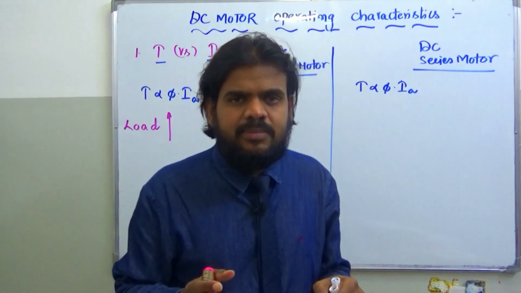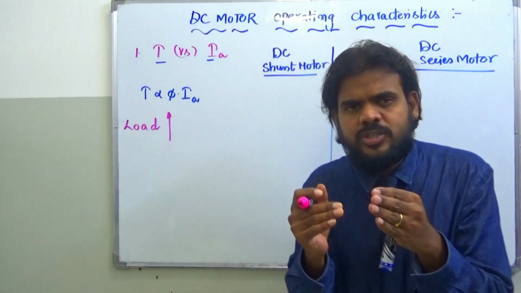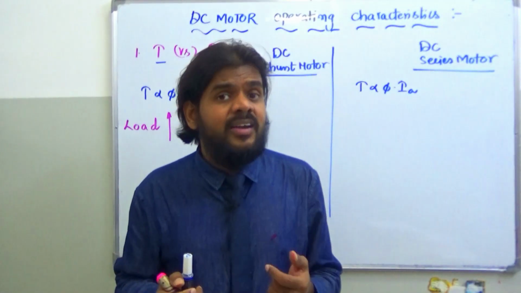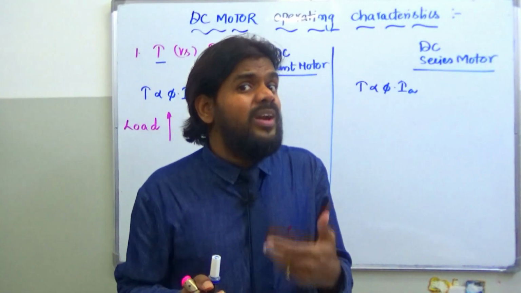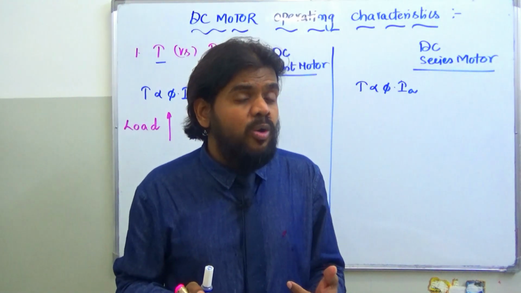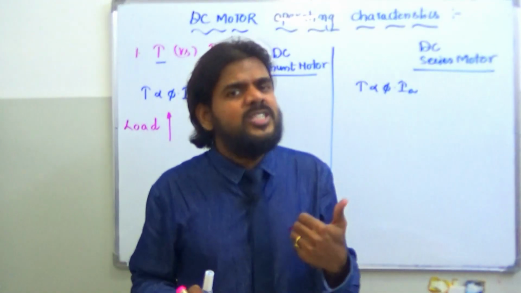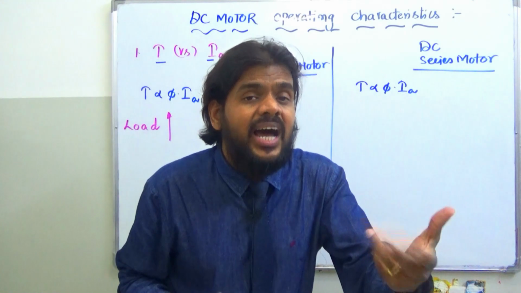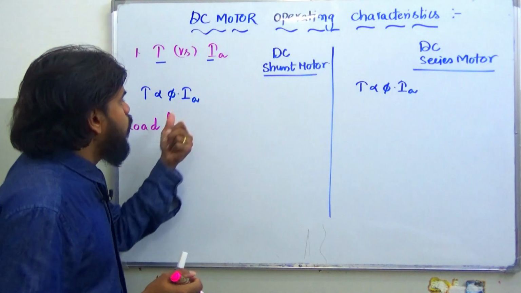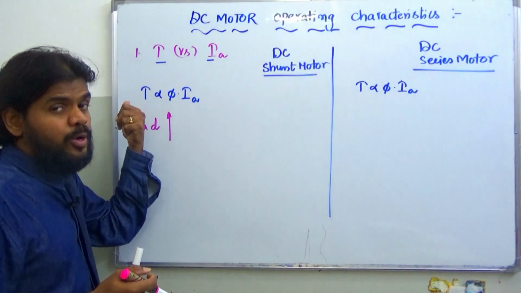Let me make this statement very clear. These three particular characteristics, we're going to understand with respect to the load. When the load increases, what will happen to Ia? What will happen to torque? That is the first one. Now the second one: when the load increases, what will happen to the speed? What will happen to Ia? And the last one, the speed and torque characteristics, we will also analyze with respect to the load. I hope you are getting me, right? So as the load increases, what will happen to Ia, and then what will happen to torque?